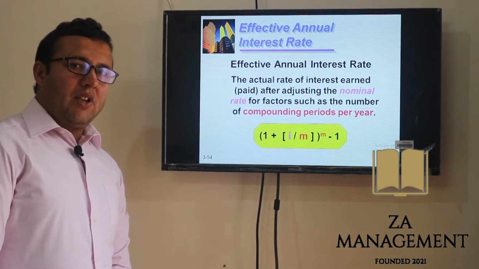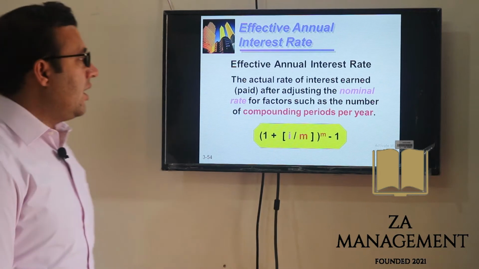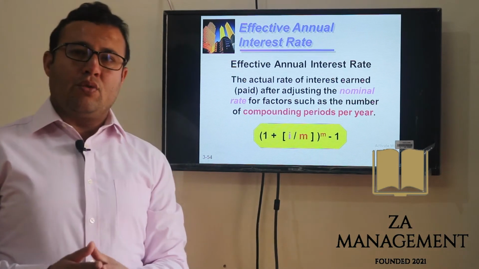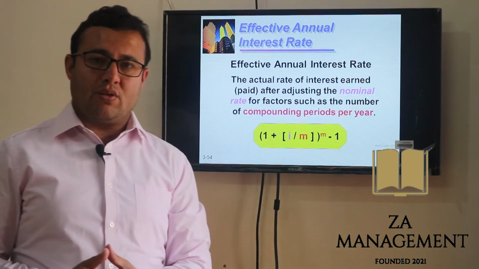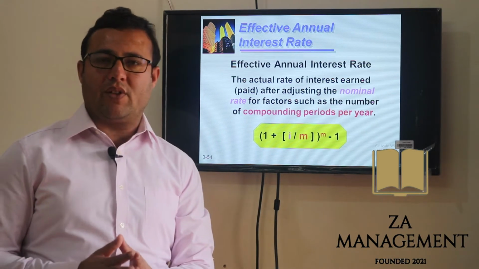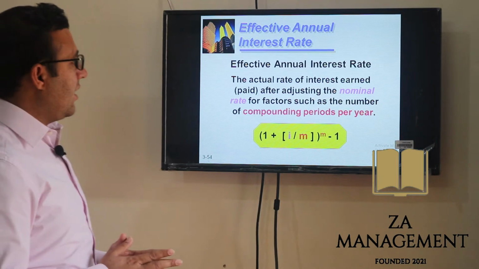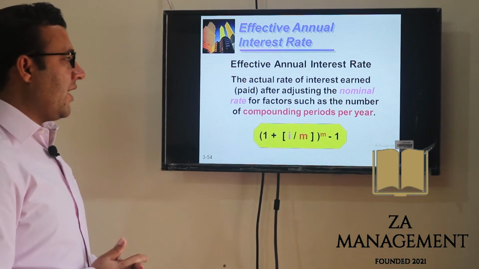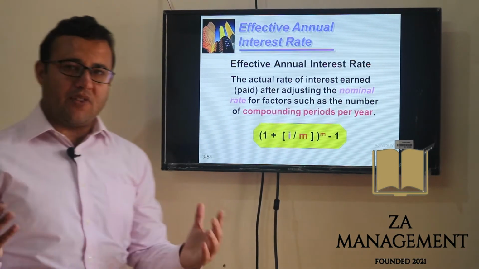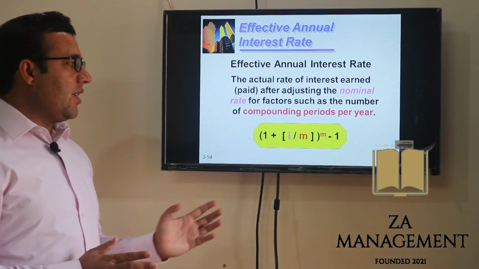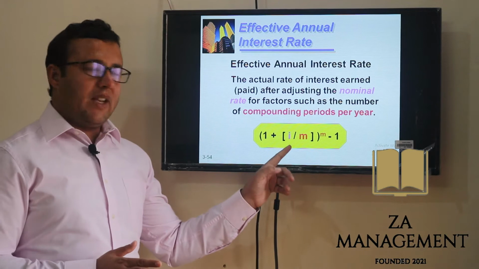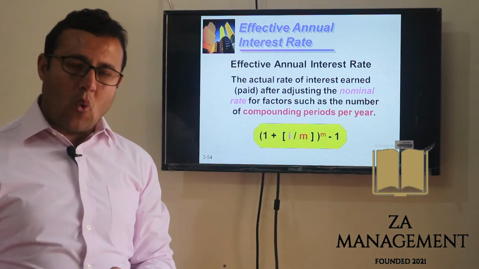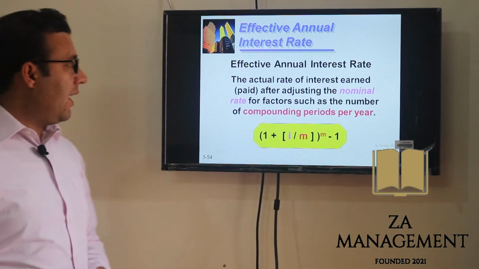In such a situation, when the compounding frequency is more than 1 in a year, we have to look at the effective annual interest rate. In those products, your effective annual interest rate may differ from your standard interest rate. While signing any document with a financial intermediary, you have to keep this in mind. The actual rate of interest earned after adjusting the nominal rate for factors such as the number of compounding periods is called the effective annual interest rate, and it can be calculated with the formula (1 + i/m) to the power m, minus 1, where i is the standard interest rate. It will give you the effective annual interest rate.